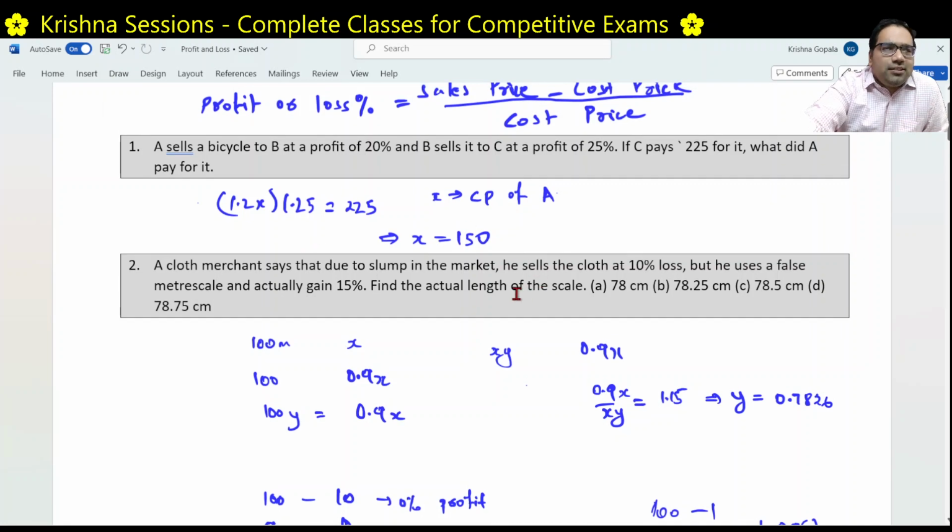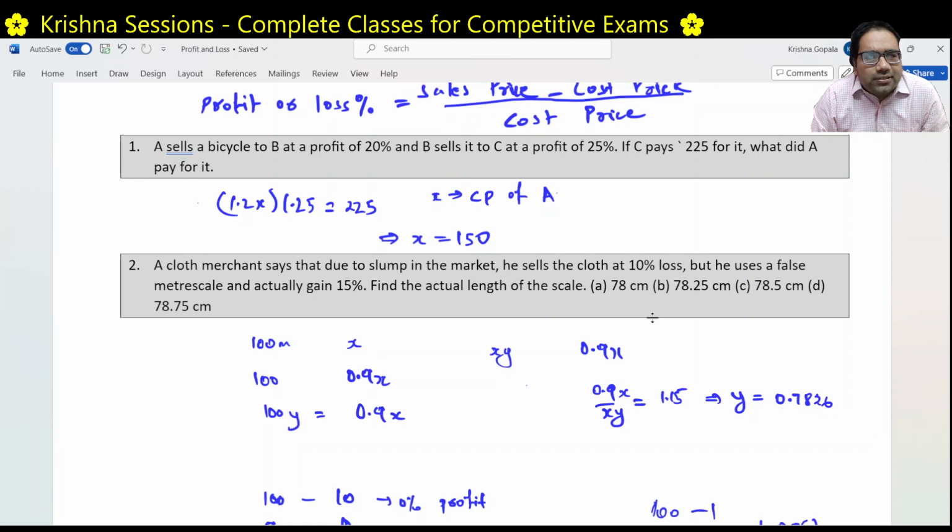A cloth merchant says that due to a slump in the market, he sells the cloth at 10% loss. But he uses a false meter scale, and actually gains 15%. Find the actual length of the scale. Right. This is a very important problem. Please understand this clearly. Here we are getting a new concept, the false scale concept. Right. How do you address this false scale? The shopkeeper is saying he's selling at 10% loss, but in reality, because his scale is wrong, he's actually making 15% profit.